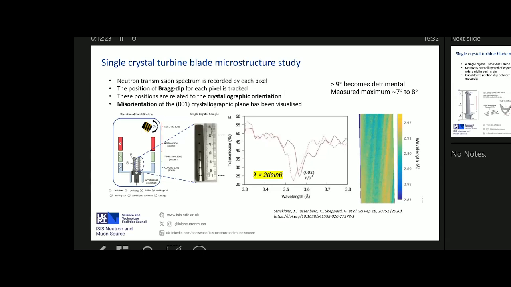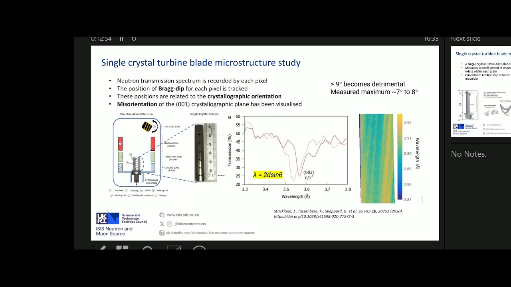And apart from strain mapping, this technique can also be used for microstructure analysis. This case study is from Professor Dong's group a few years ago. It's a research on single crystal nickel alloys. The industry would like to use a single crystal for the turbine blade because of the very advanced performance.